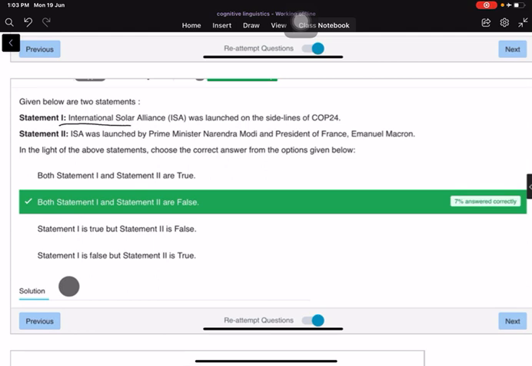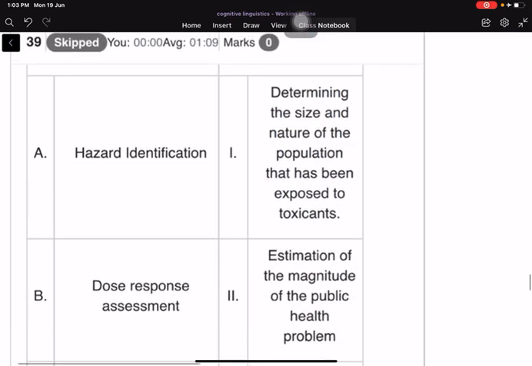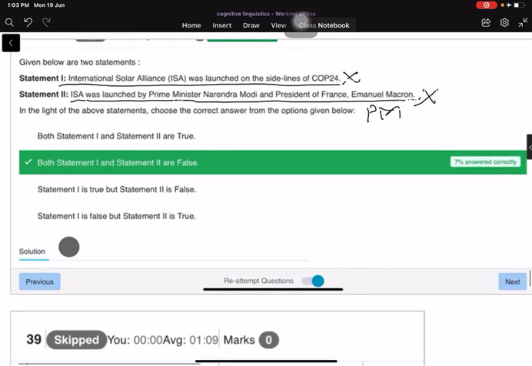Now, statement 1: International Solar Alliance was launched on the sidelines of COP24. I don't think so. Both are false, right? And ISA was launched by Prime Minister Narendra Modi and President of France Emmanuel Macron. Not correct, because it wasn't the president but the Prime Minister. I guess so. And not COP24 but COP21 in 2015.